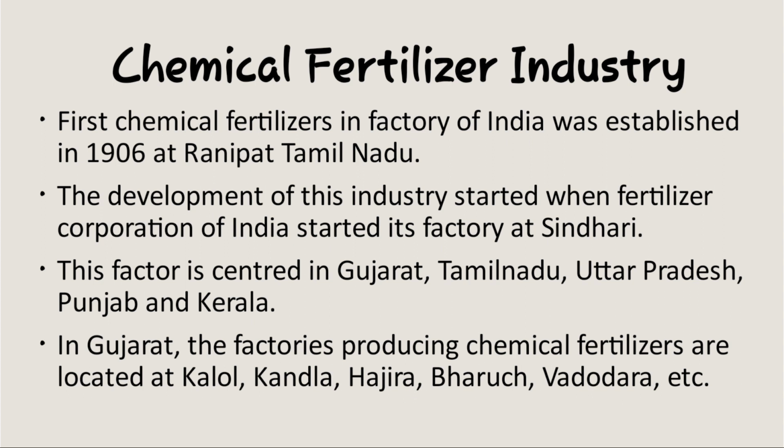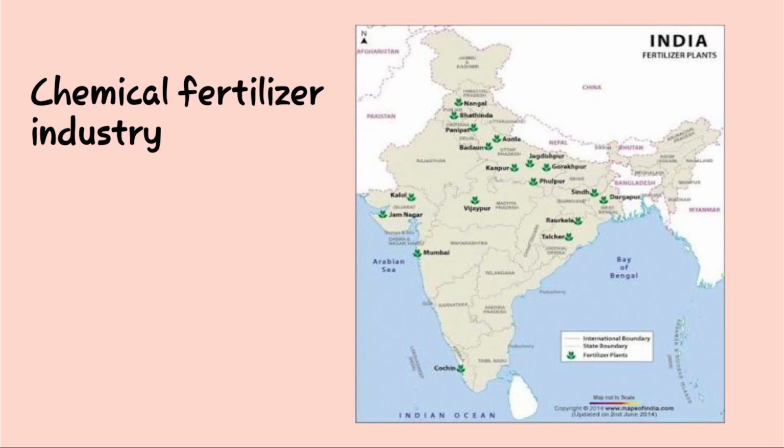In Gujarat, the factories producing chemical fertilizers are located at Kalol, Kandla, Hazira, Bharuch, Vadodara, etc. This map will show you chemical fertilizer industries located in our country.